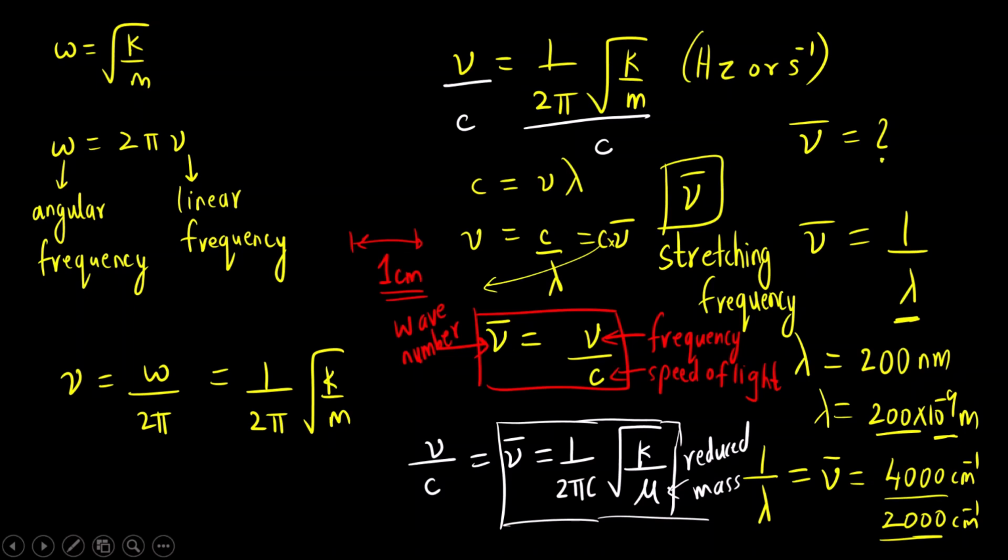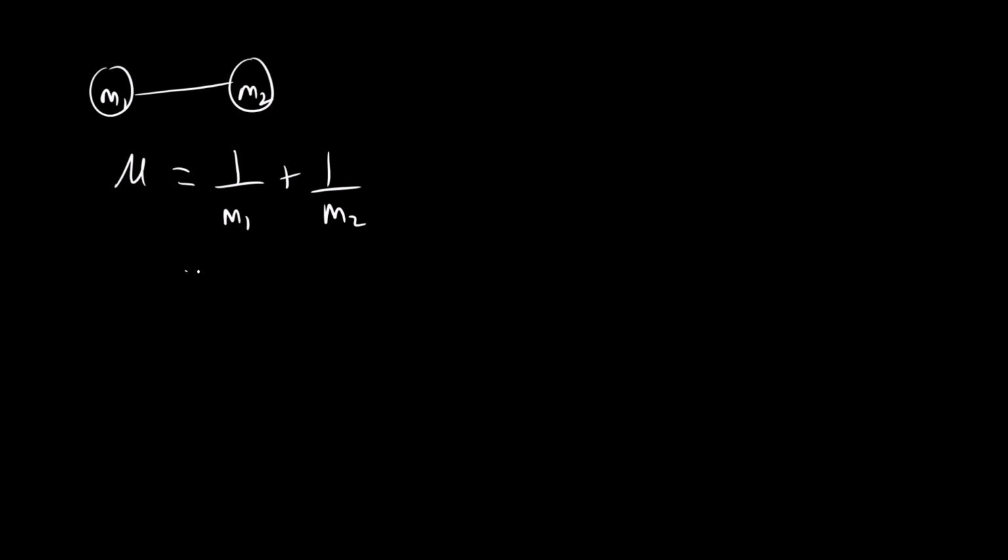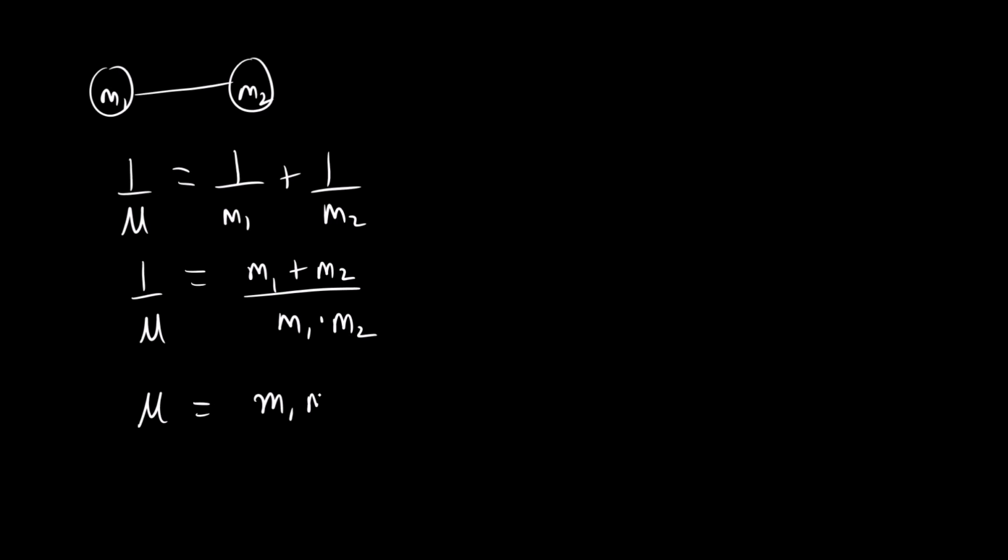So let us first see what is reduced mass. Suppose there are two atoms forming a bond, with mass m1 and mass of the other atom m2. What is the formula for mu or reduced mass? It is 1 by mu equals 1 by m1 plus 1 by m2. Cross multiply, so 1 by mu will be m1 plus m2 divided by m1 into m2. We want mu, the reduced mass, so we take the reciprocal: m1 into m2 divided by m1 plus m2. This is another very important formula.